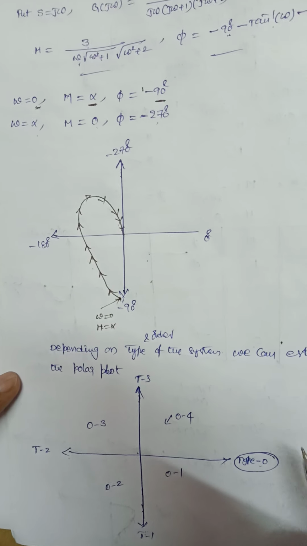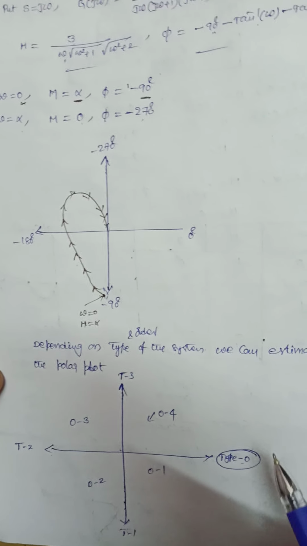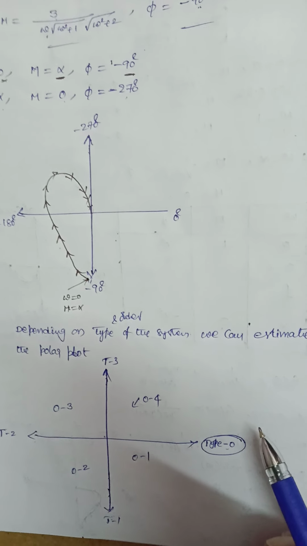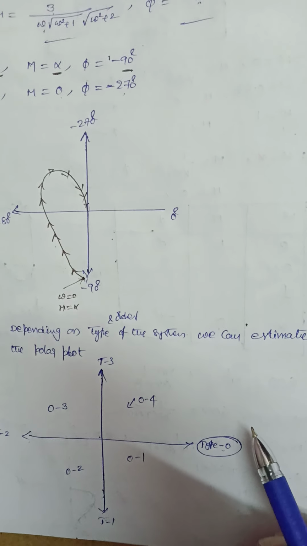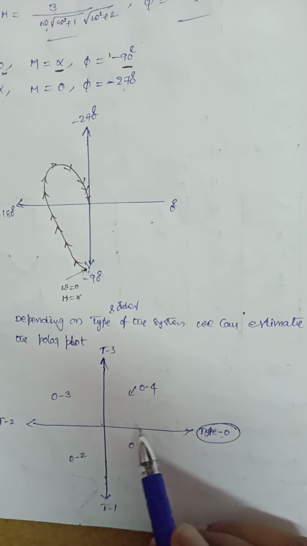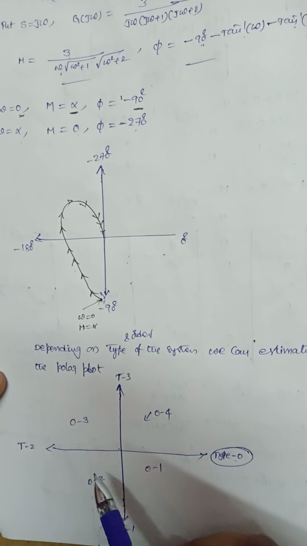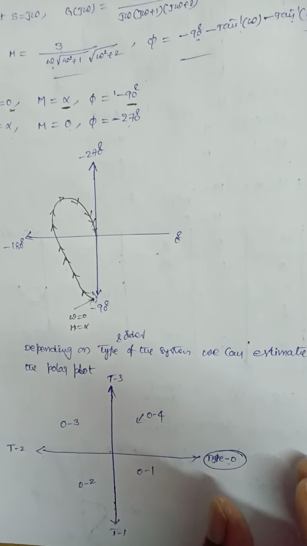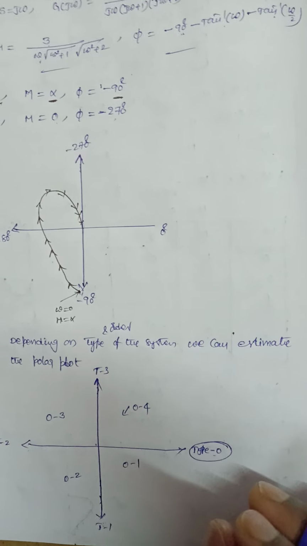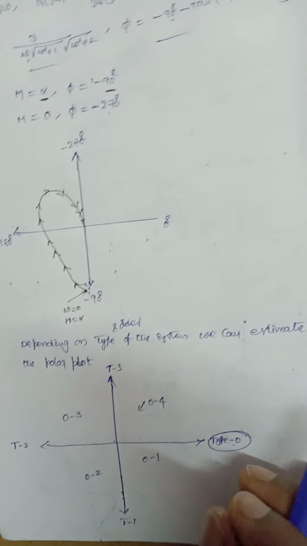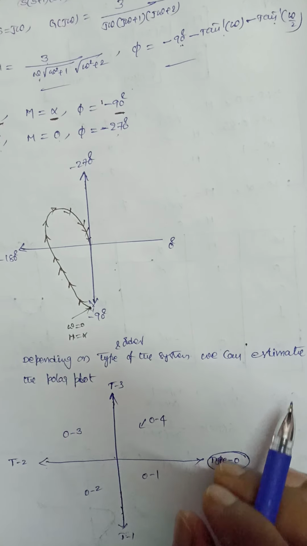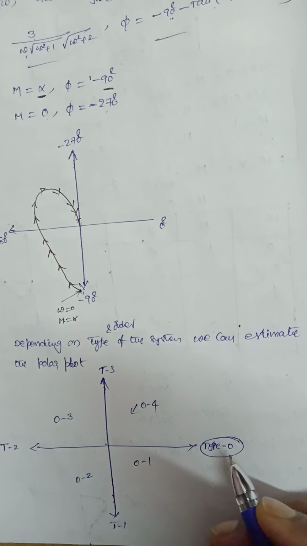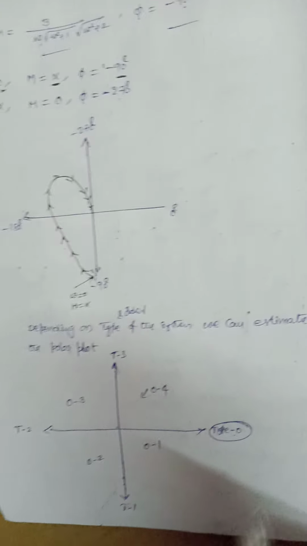Finally, what I want to say here is, the type of the system gives the information about the starting of the polar plot, and the order of the system gives the information about the ending of the polar plot. In the general case, if there exist zeros here, then this may not be the case, right?